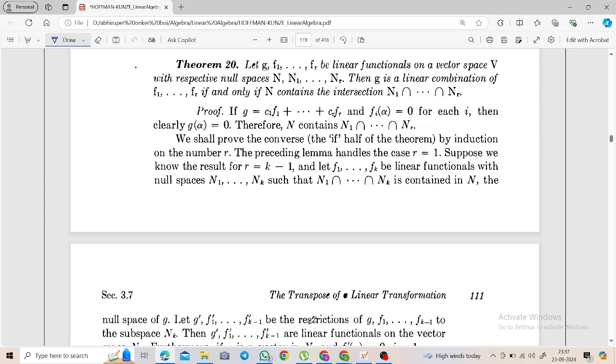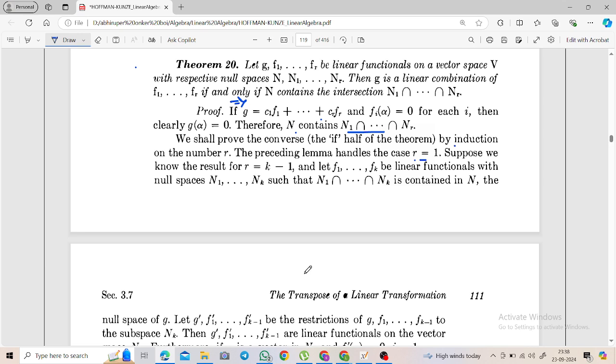So the way they are going about it is like, first they are doing this part. Suppose G is a linear combination of these. If Fi alpha is 0 for all i, then of course G alpha is 0. So N contains this. This part is very trivial. We shall prove the converse, the if half of the theorem, by induction on the number r. The preceding lemma handles the case r equals 1, right? The preceding lemma, as you can see, was for r equal to 1.